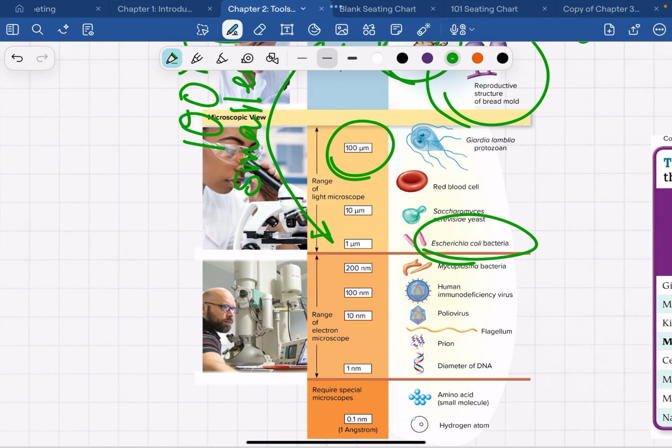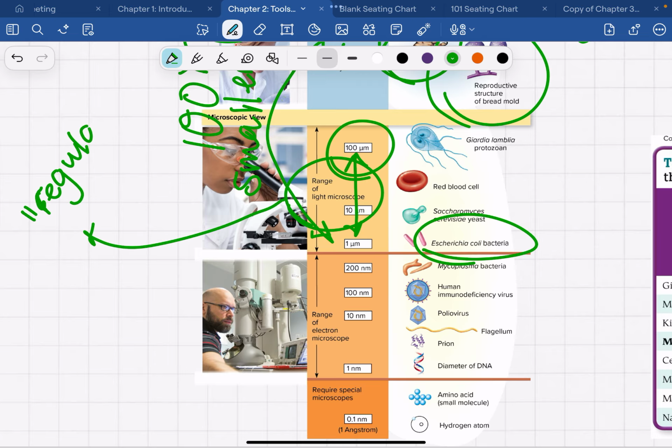All right? And it just so happens that about 100 micrometers to 1 micrometer is the range of an average light microscope. Okay, so there are lots of different types of microscopes. The ones we are going to be talking about and using are light microscopes. They shine light and use lenses to reflect the light, and that is how you see an organism that is smaller than you would be able to see normally.